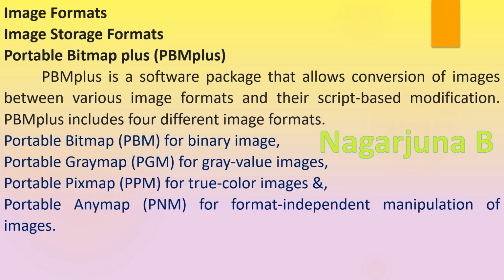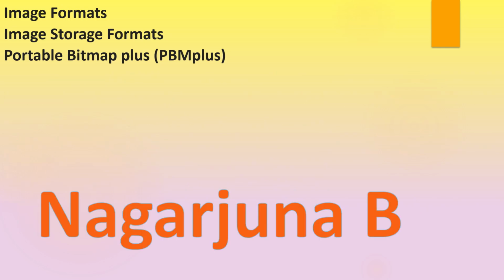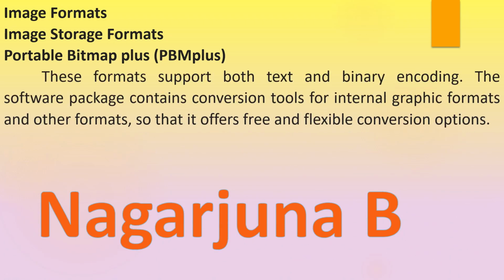So these are the 4 different kinds of image formats: PBM, PGM, PPM, PNM, Portable Bitmap, Portable Gray Map, Portable Pixmap and Portable Any Map. These are the 4 different kinds of image formats which are present in Portable Bitmap Plus image storage format. This Portable Bitmap Plus image format supports both text and binary encoding.